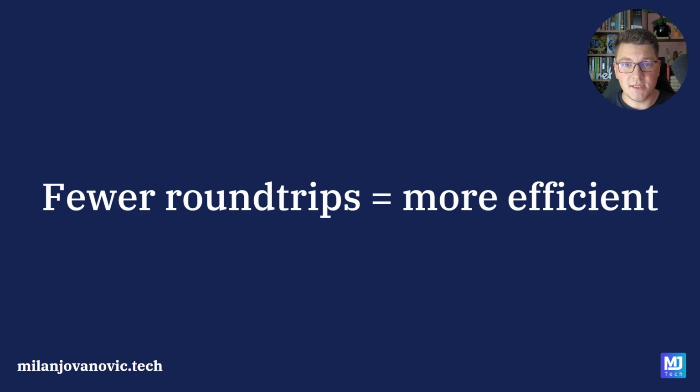The takeaway is that the EF Core bulk update APIs have fewer round trips to the database and are therefore more efficient. Now let's head over into the code, where I want to show you a big problem that you could run into with the bulk update features.